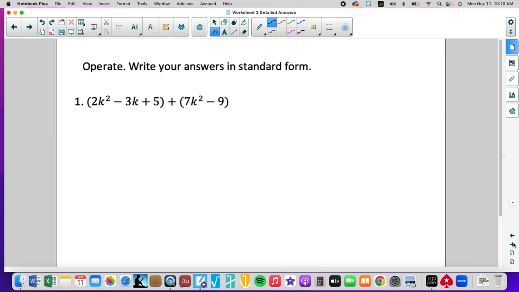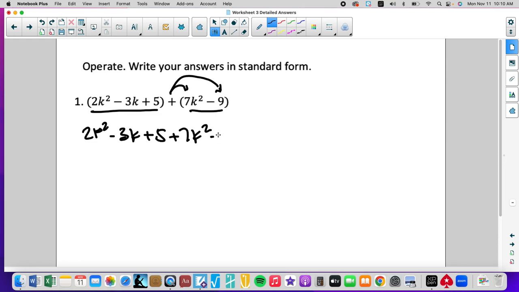Okay, so now we're starting with the worksheet. So we're combining polynomials. This is a trinomial plus a binomial. With an addition sign, we would distribute that in there, and it's not going to change anything. So all we're doing is combining like terms at this point. We don't really have to rewrite it. Some students would rewrite it as 2k squared minus 3k plus 5 plus 7k squared minus 9.